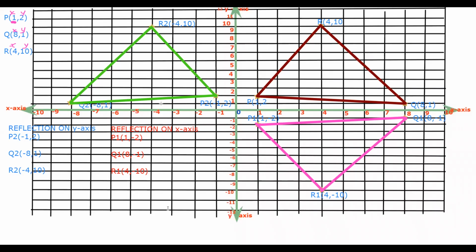Whenever there's a reflection on x-axis, protect all the x coordinates and negate the y coordinates, or the x-axis will serve as a mirror line to reflect the image directly opposite to the other side. Or whenever there is a reflection on y-axis, protect all the y coordinates and negate the x coordinates. Now the y-axis will serve as a mirror line to reflect the image to the directly opposite side. Okay, let's quickly solve the other examples.